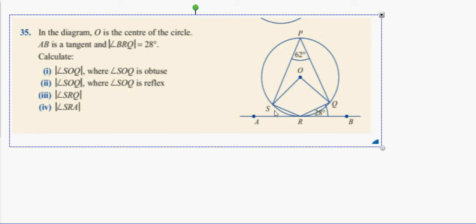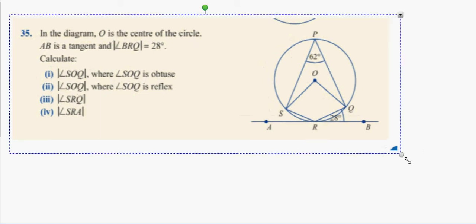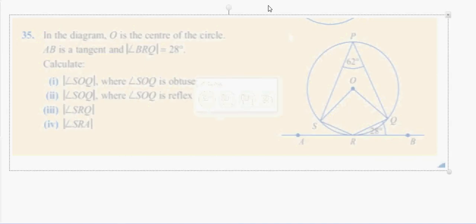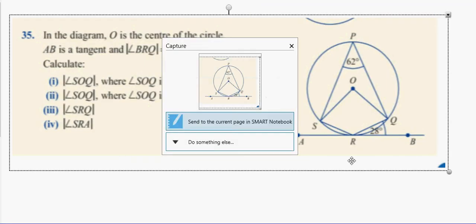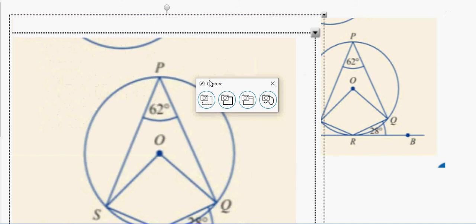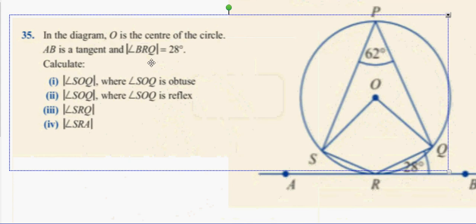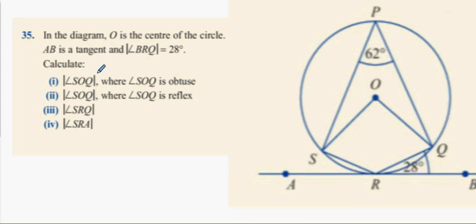Diagram seems a bit nicer in this one. Okay, once again, just going to copy and make it extremely large. Alright guys, now the angle SOQ, where SOQ is obtuse. Alright, it wants the red angle, which is between 90 and 180, and it doesn't want the blue reflex angle. Do you get what I'm saying?